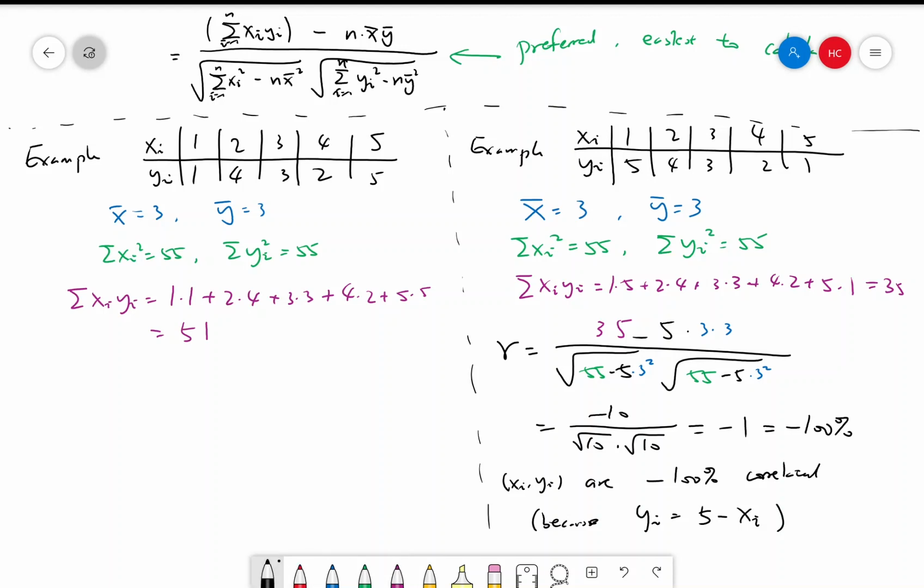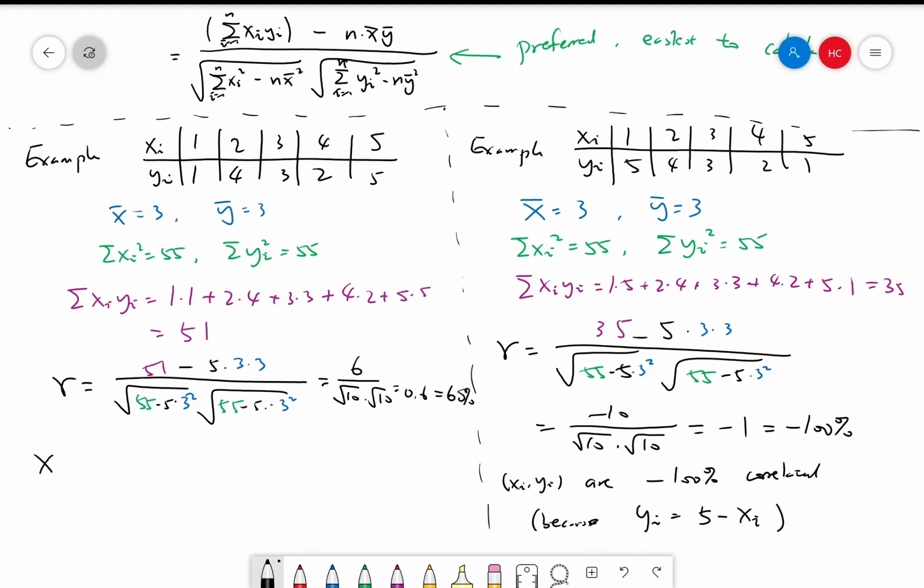Yep, 51. So r equals 51 minus 5 times 3 times 3, over the square root of the same thing, the square root of 55 minus 5 times 3 squared, times the square root of 55 minus 5 times 3 squared. So this is equal to 6 over root 10 times root 10, which is 0.6, which is 60%. So this means xi and yi are positively 60% correlated.